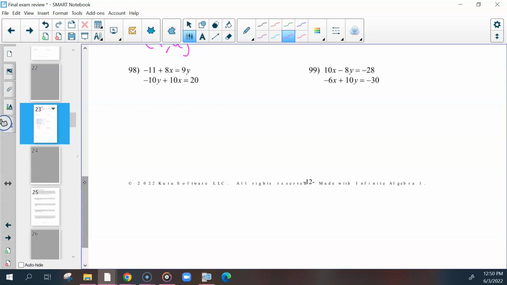For this one, we need to rearrange things because we can't just start unless they're all lined up. Easiest way to do that would be to rearrange this first one so it looks like the second one. But it doesn't matter, you could rearrange the second one to look like the first. So I'm going to move 9y over and add 11 over. This becomes negative 9y plus 8x equals 11.